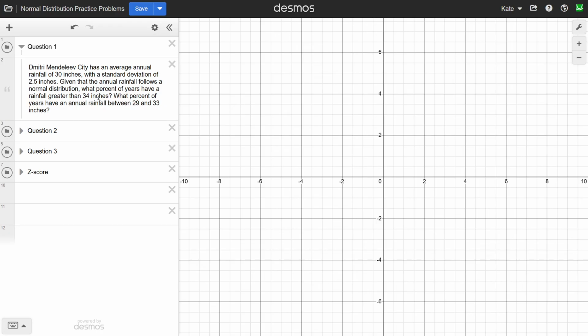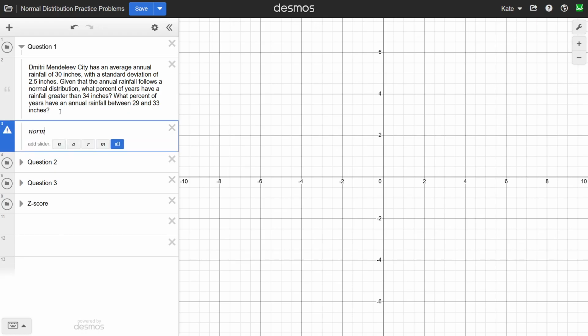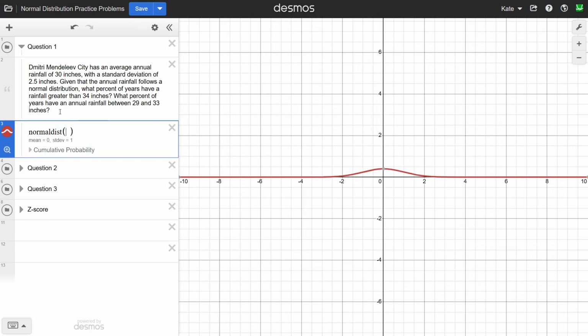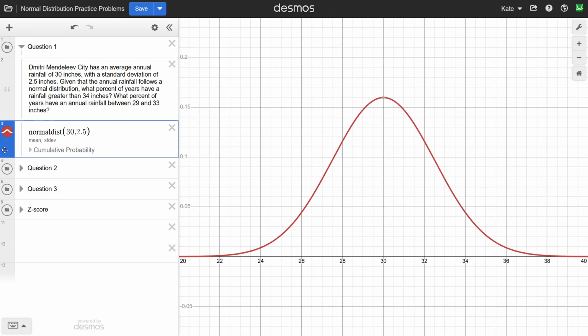than 34 inches? Looking at this question, we can see that it is distributed normally, and we are given the mean and standard deviation, which means we can use the normal dist function. And we can just plug in these numbers we have here, mean and then standard deviation. And we can zoom in to the bell curve shown.